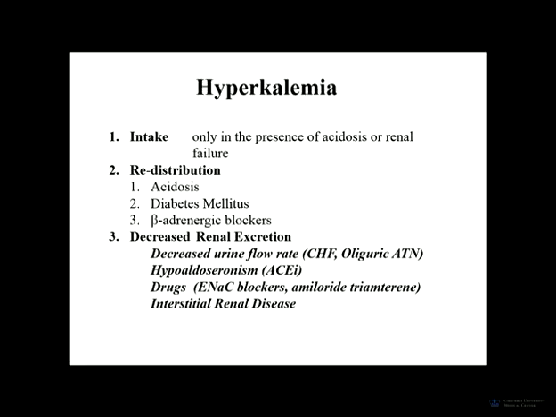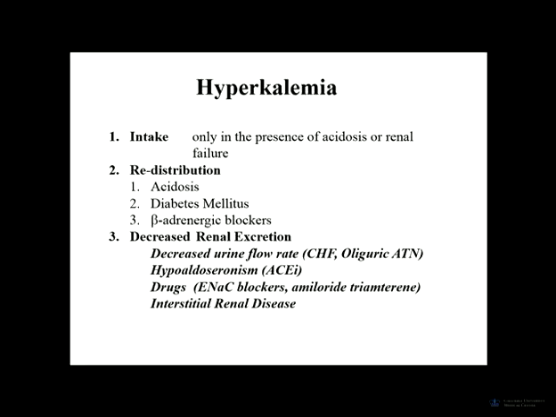Then we have decreased renal excretion. I said beta blockers are associated with hyperkalemia, but only in the setting of pretty significant renal disease. So decreased urine flow rate, we already talked about that. But there are other conditions: congestive failure, oliguria, oliguric ATN. In congestive failure, we don't see hyperkalemia, even with severe oliguria, because it's associated with hyperaldosteronism. But we can get it, actually.